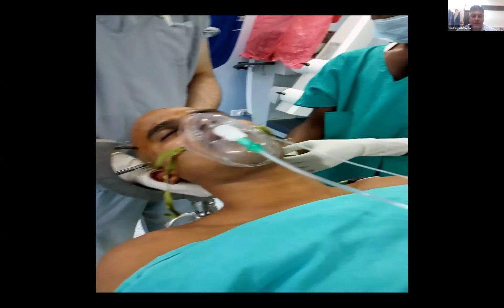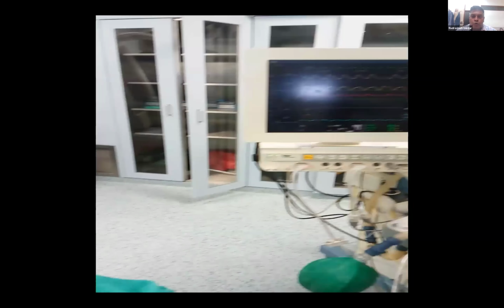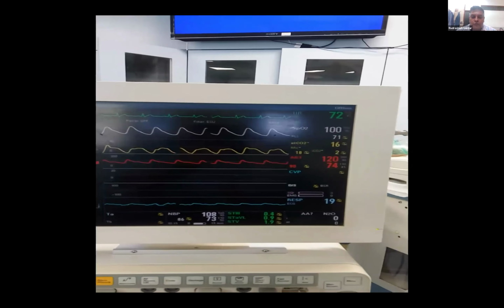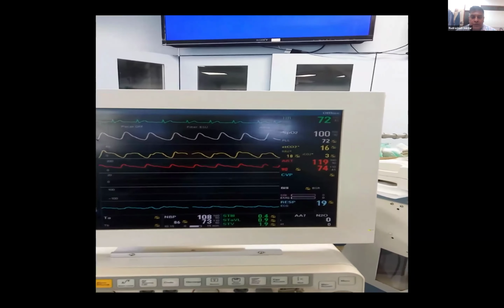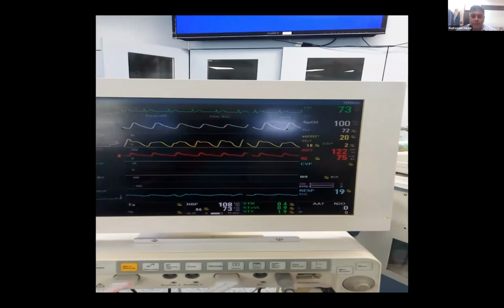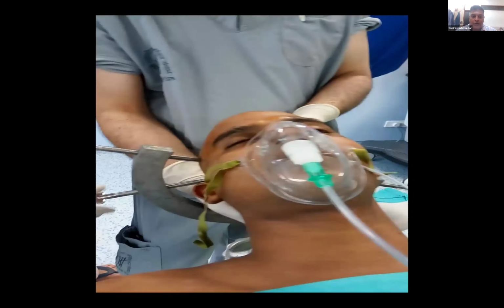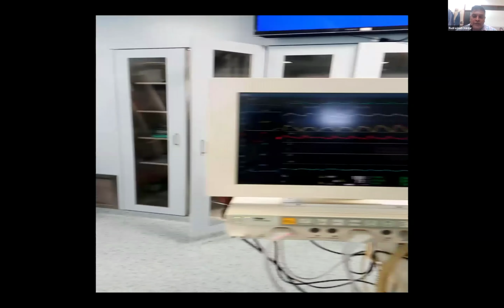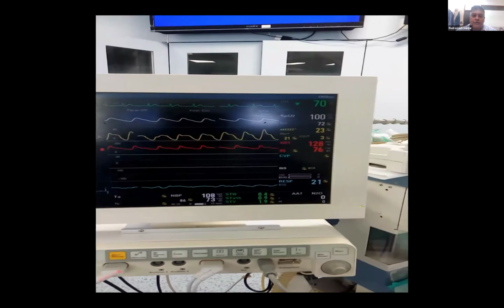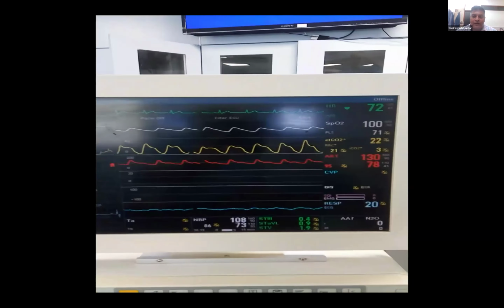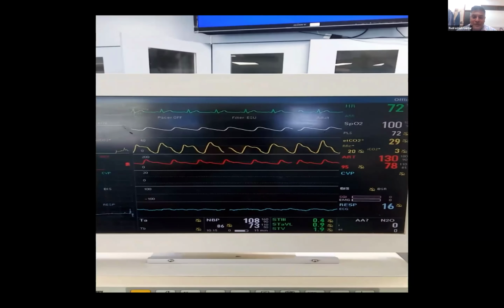Now the procedure of pin fixation has started. Usually this is the period when there is an overshoot of blood pressure and heart rate. But what we see here is that in this patient, they remain very stable even during this period. This is the beauty of a properly placed scalp block, which has been given adequate time to act. That is how an appropriate block should be.